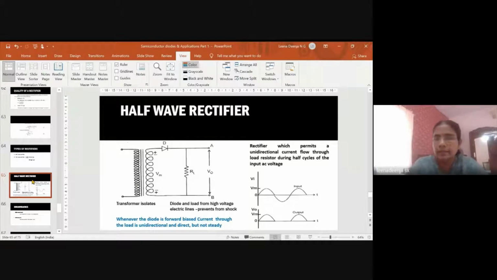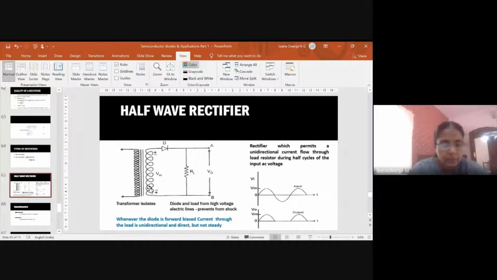First we consider the half wave rectifier. The circuit diagram of this half wave rectifier is like this. It consists of a transformer. Here it is the transformer. And this part is the primary of the transformer, and this is the secondary of the transformer.